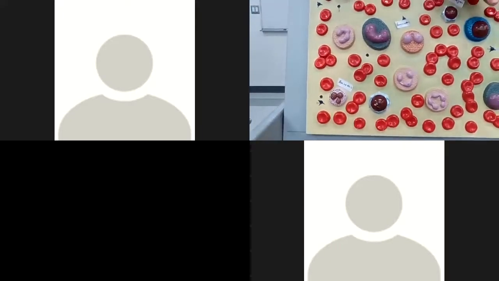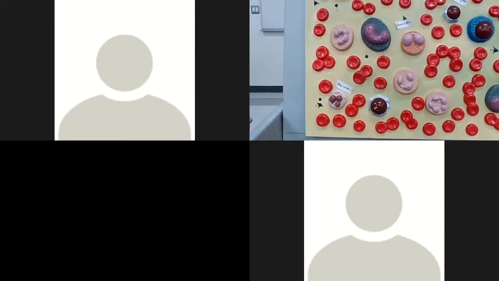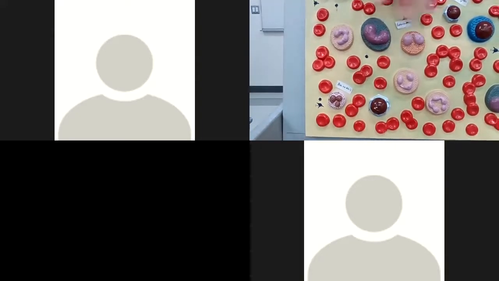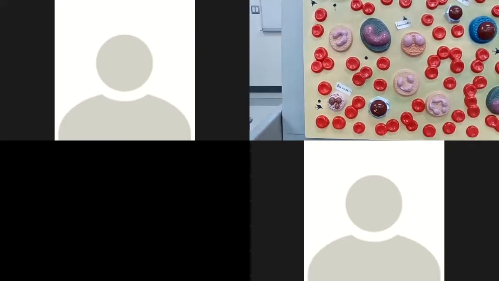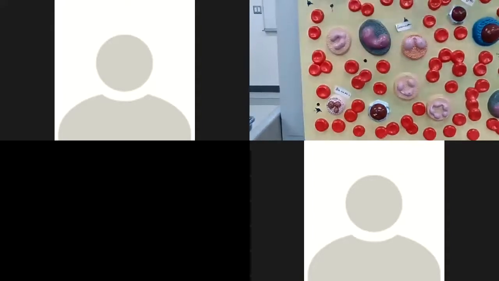All the other cells, if we did this right, if we had 100 cells on here, how many of them would potentially be something not red blood cell? One. Because 99% of what we get should be red blood cells. One to less than one would be a white blood cell. So this is a lot of artistic liberty going on here.